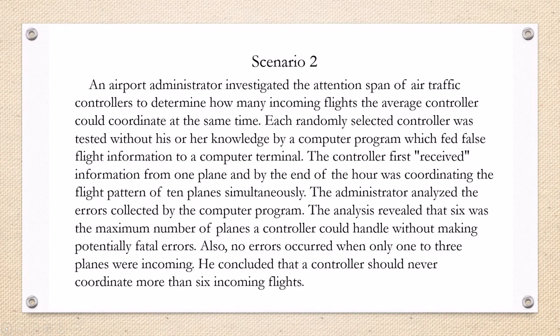The administrator analyzed the errors collected by the computer program. The analysis revealed that 6 was the maximum number of planes a controller could handle without making potentially fatal errors. Also, no errors occurred when only 1 to 3 planes were incoming. He concluded that a controller should never coordinate more than 6 incoming flights. Was the administrator justified in coming to this conclusion about how many flights an air traffic controller could attend to at once?